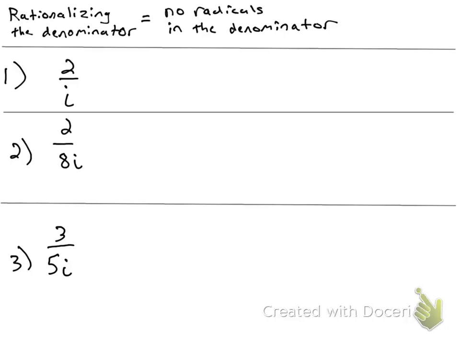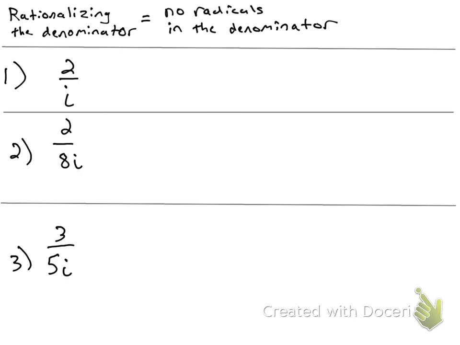So in this section, we will be rationalizing the denominator. When I say rationalizing the denominator, I mean there's going to be no radicals in the denominator. So if you look at number 1, we have i in the denominator. What is i? Square root of negative 1. So we have a radical in the denominator.